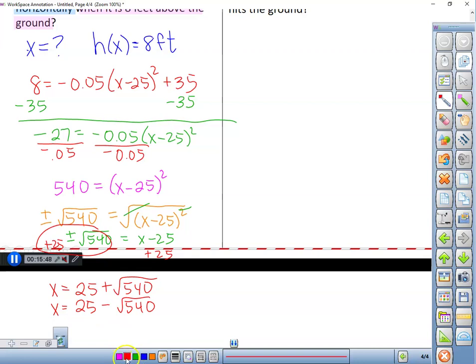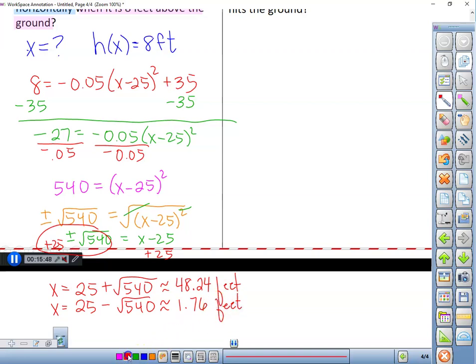So now we use our calculator on both and then interpret and see if they make sense. So the 25 plus the square root of 540 is about 48.24. And the 25 minus the square root of 540 is about 1.76. So these are both positive quantities, and x is defined as a horizontal distance. So both positive quantities make sense in terms of the context.